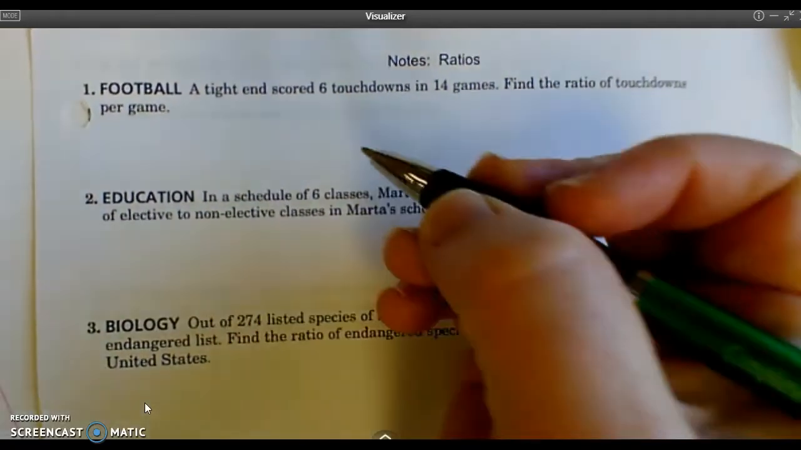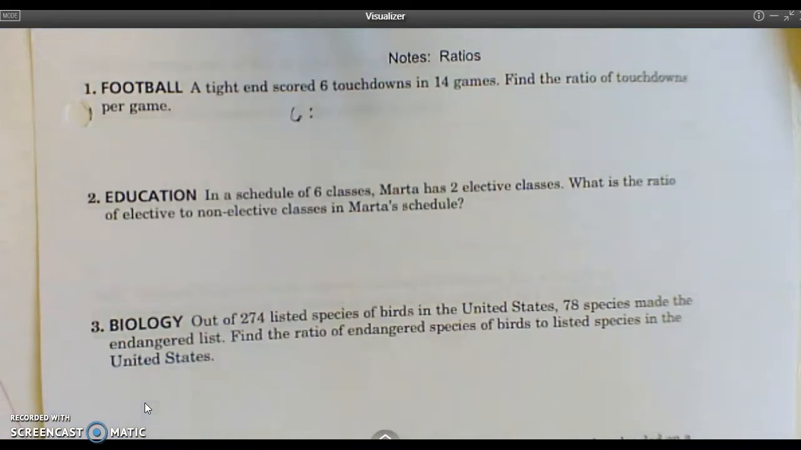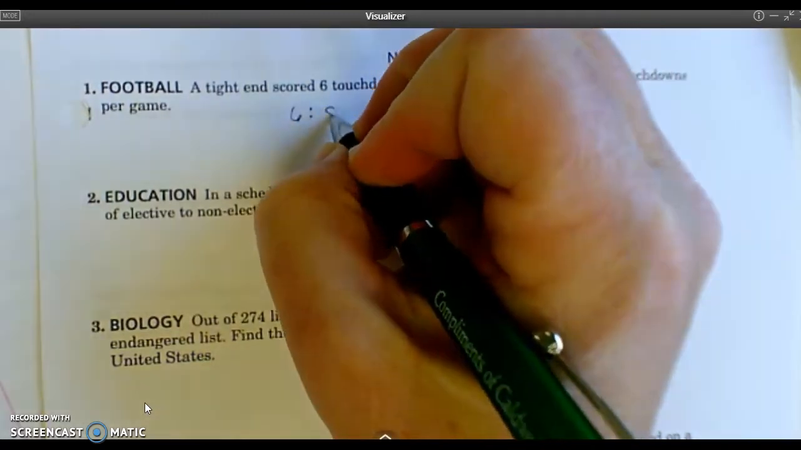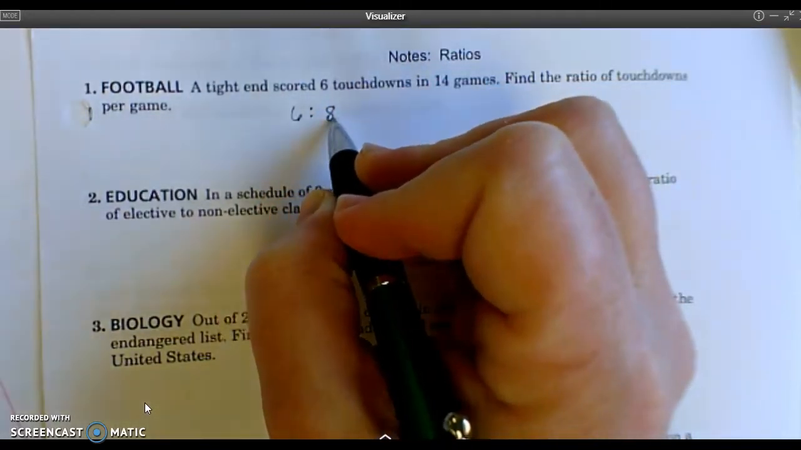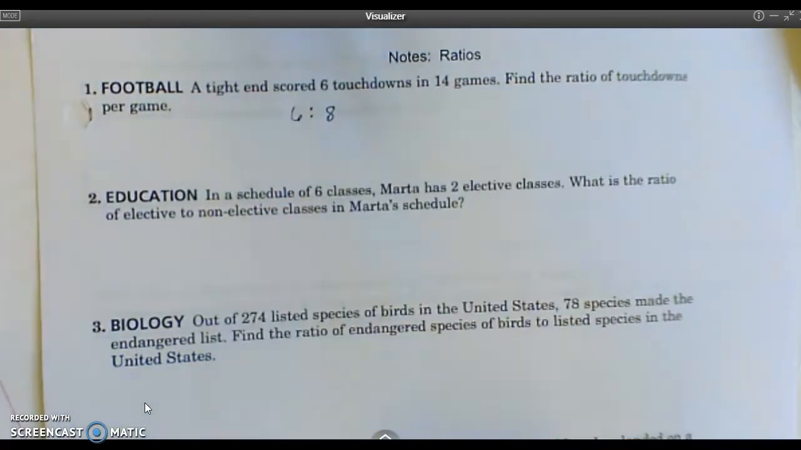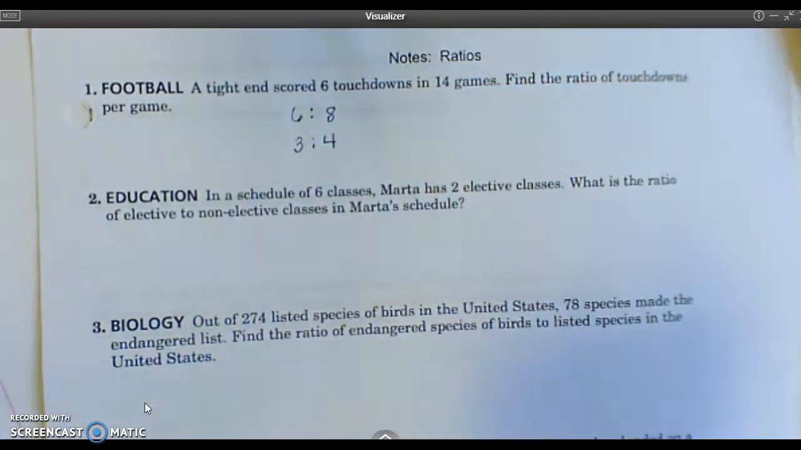So first of all, we know that there's 6 touchdowns. Put your little colon. And then how many are not touchdowns? Well, if you subtract 14 minus 6, you get 8, so that's 8. So we have touchdowns and not touchdowns. Okay? And then to get the final answer, you do reduce that. 6 colon 8 is the same as a fraction, 6 over 8. And so basically you just reduce it and you get 3/4, or 3 colon 4. And then that would be the correct answer.